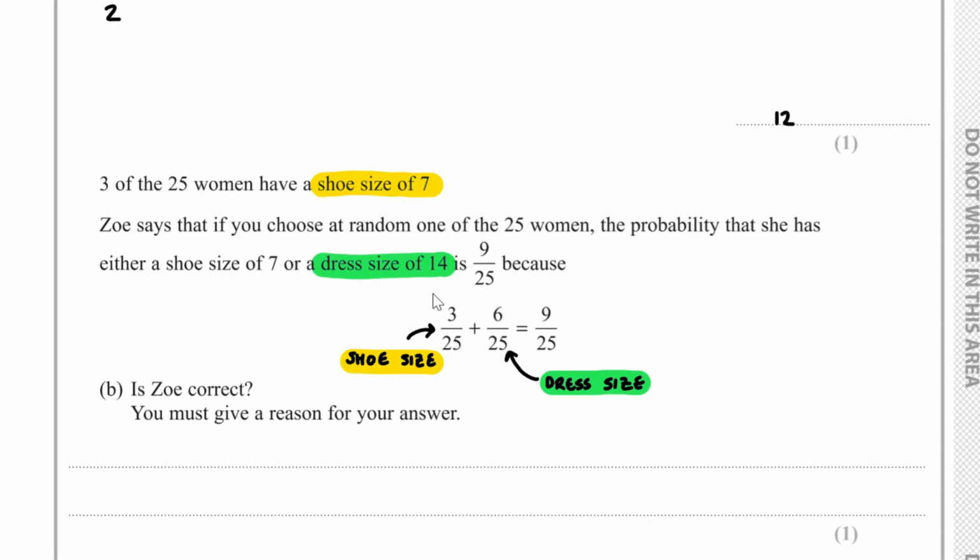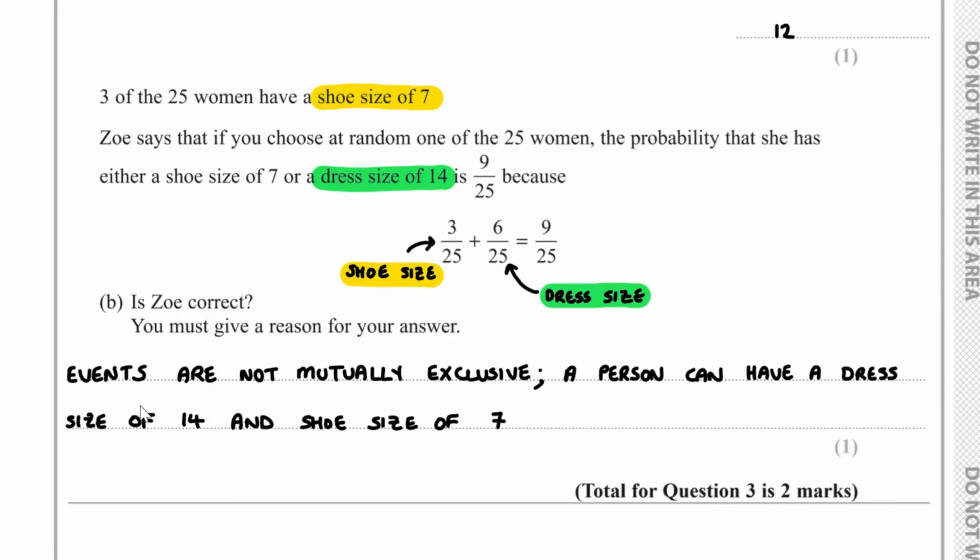So let's just write down that reason. So the events are not mutually exclusive. In other words, a person can have a dress size of 14 and a shoe size of 7.